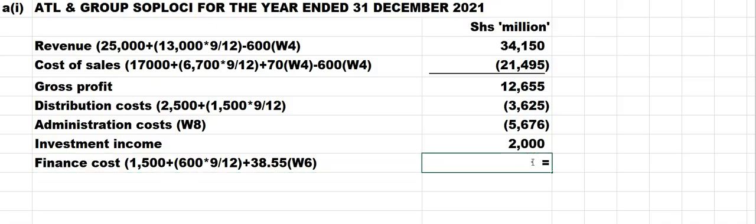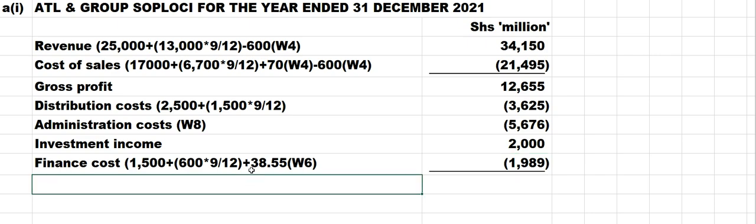So this will equal 1500 plus 600 times 9 out of 12, then plus 38.55, which gives us 1989. I think there is a rounding off to 0 decimal places.